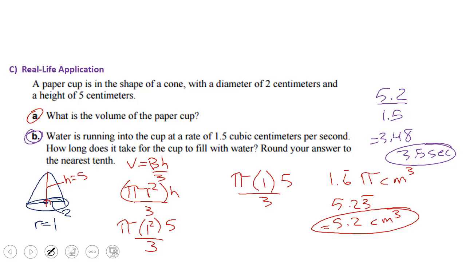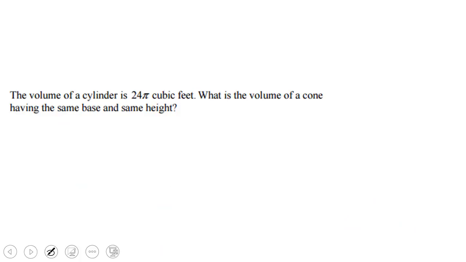How about that? Nice. One last question of the day. It says the volume of a cylinder is 24 pi cubic feet. What is the volume of a cone having the same base and the same height? Well, this is what we've been talking about since the beginning. We know the relationship between the cylinder and the cone of the same base and the same height. And we know that the cone is 1/3 the volume.